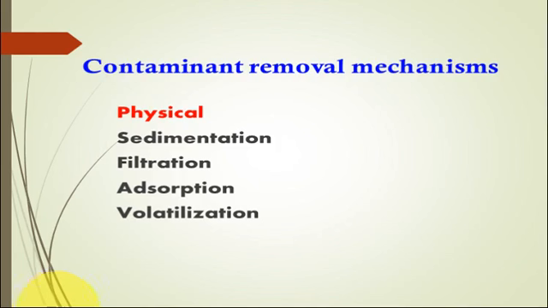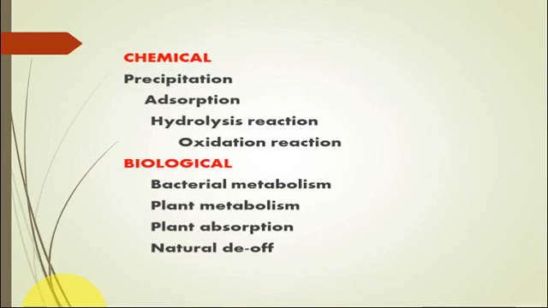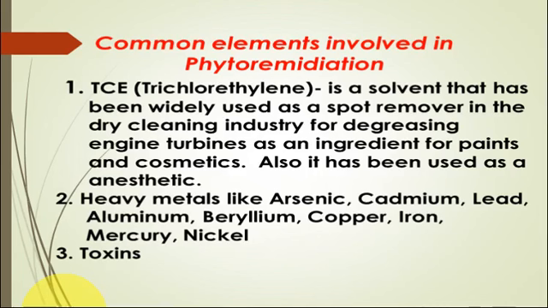Coming to the chemical methods, that is precipitation, adsorption, and hydrolysis. The biological method of contaminant removal is generally carried out by bacterial metabolism, plant metabolism, and plant absorption. Coming to the common elements that are involved in phytoremediation.